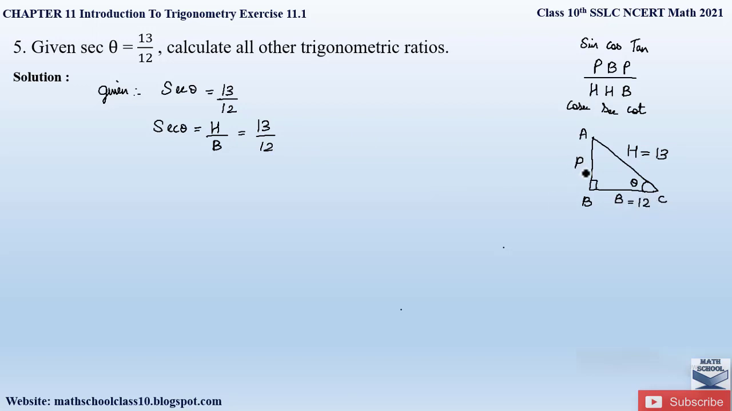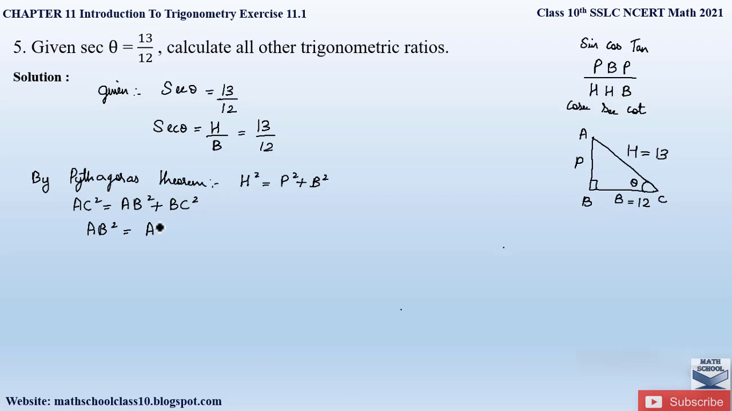Now let us find out the perpendicular value by applying Pythagoras theorem, since here we have a right angle triangle. So write down, by Pythagoras theorem we have hypotenuse square is equal to the perpendicular square plus the base square. So here the hypotenuse is what? AC square equal to perpendicular is AB square plus the base is BC square. We have to find out the perpendicular value, that is the AB square value. So let us send this BC square to the other hand side. So AB square will be equal to AC square minus BC square.